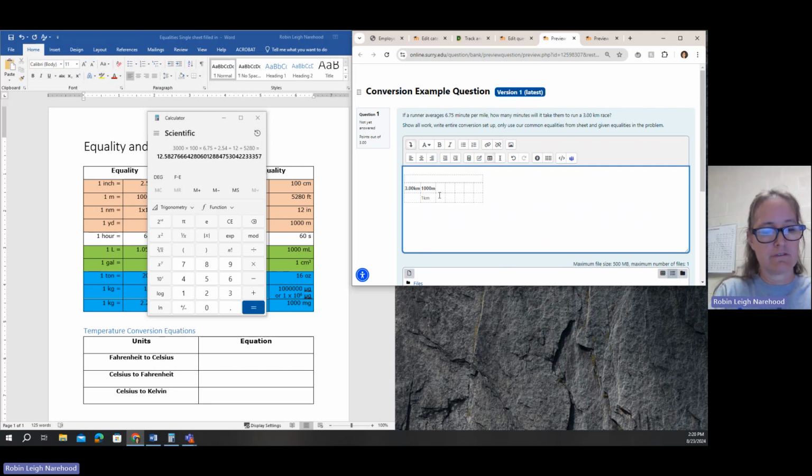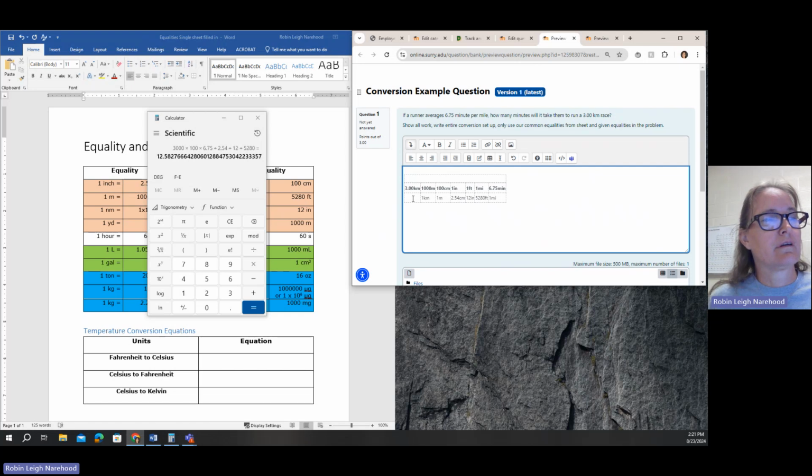And then I'm going to go to centimeters: 1 meter and 100 centimeters on top. And then 2.54 centimeters and 1 inch. And then 12 inches, 1 foot. And then 5,280 feet, 1 mile. And then the speed, 1 mile, 6.75 minutes. So I didn't put enough spaces, so I'm going to put my answer on the outside.